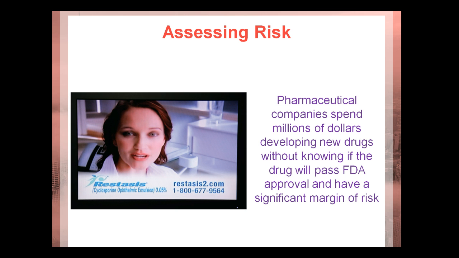So you need to know what your risk is. And this particular example is just trying to give you an example of how pharmaceutical companies spend a lot of money developing drugs. They take a huge risk. They take a risk because they don't know if that drug that they're developing is going to pass approval. They do, however, have enough information about the process by which the FDA approves drugs to be able to assess the risk and to see if that drug is going to be acceptable or not.